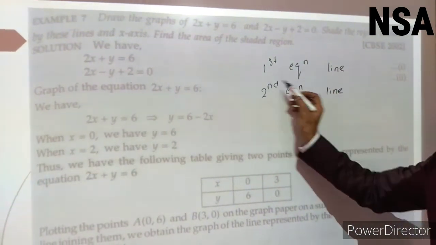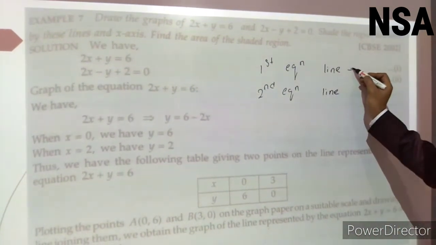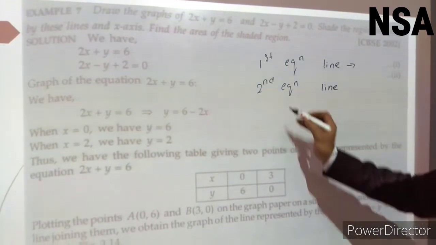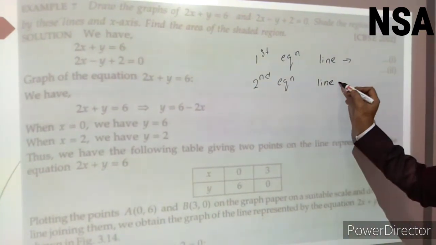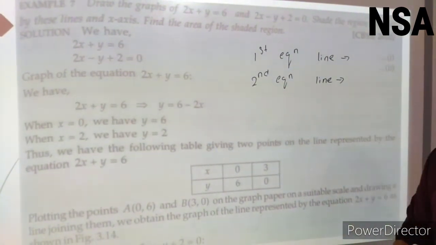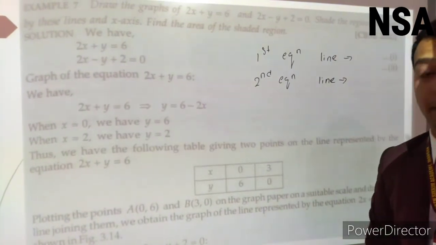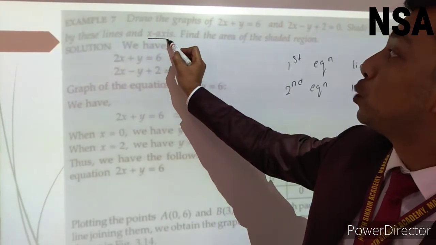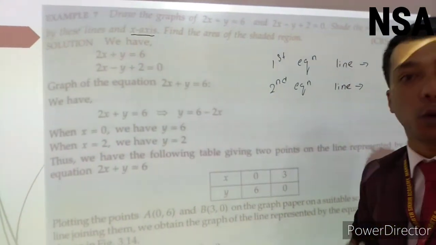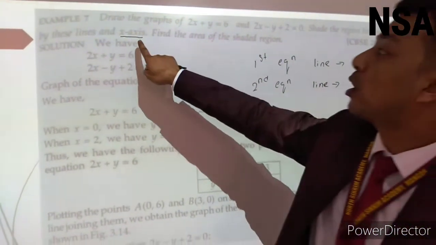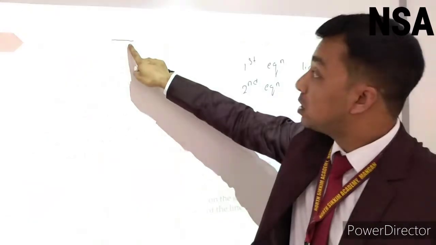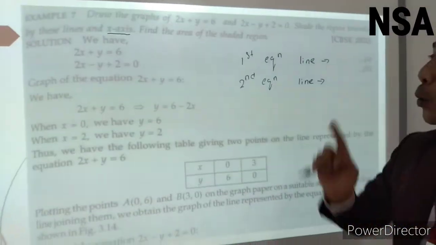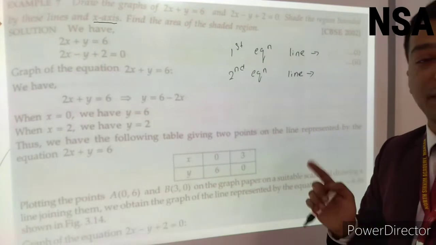So the first equation line will act like your first boundary, the first side of the triangle. The second equation line will act like your second side of the triangle. So where is the third side then? The third side is represented by the axis which has been mentioned in the question. In this question they have talked about the x-axis. So this x-axis will act like your third side of the triangle.